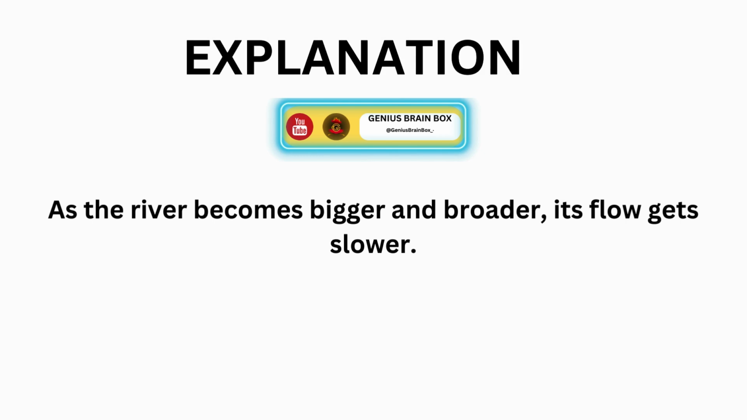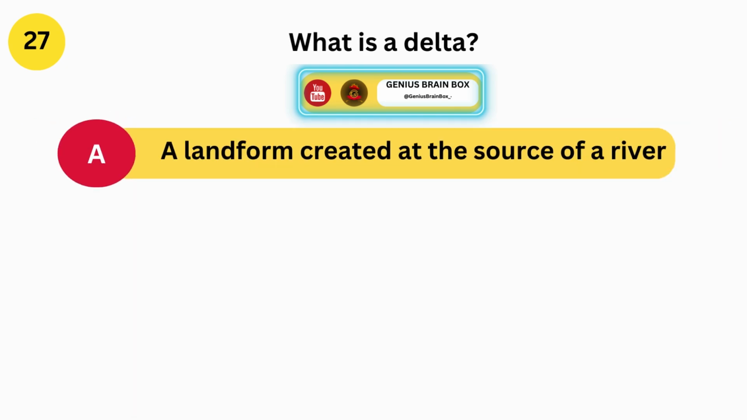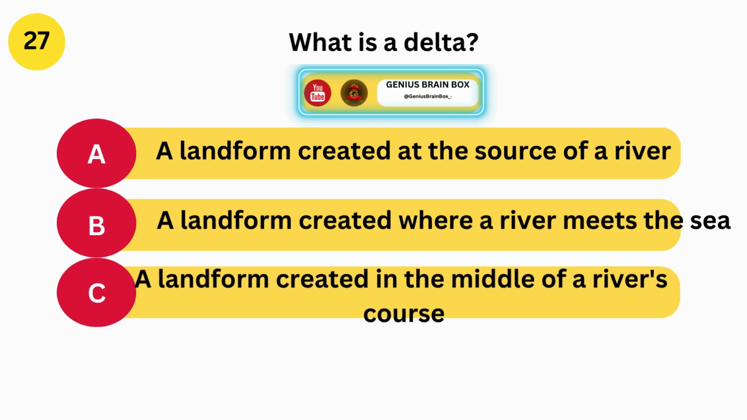Explanation. As the river becomes bigger and broader, its flow gets slower. What is a delta? Option A, a landform created at the source of a river. Option B, a landform created where a river meets the sea. Option C, a landform created in the middle of a river's course.